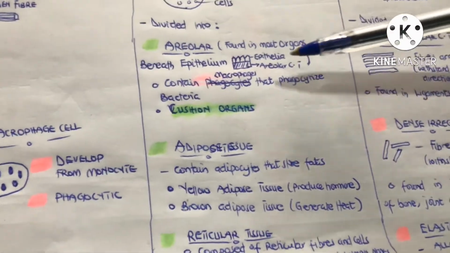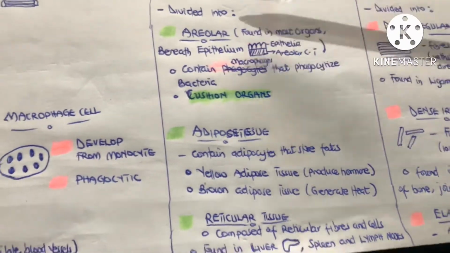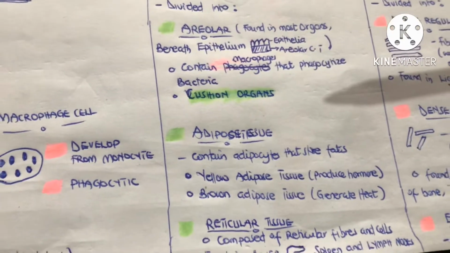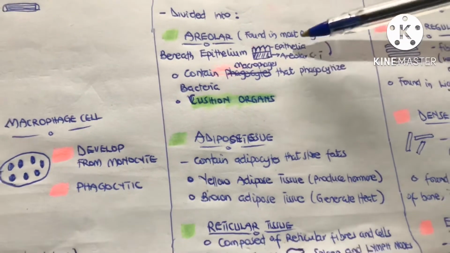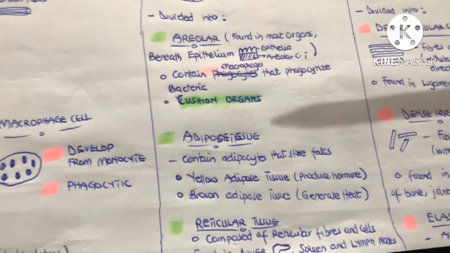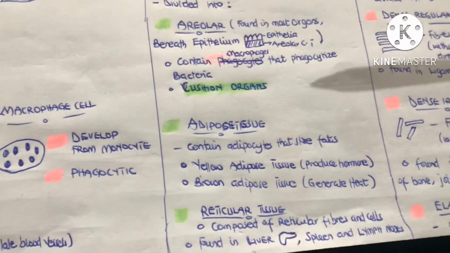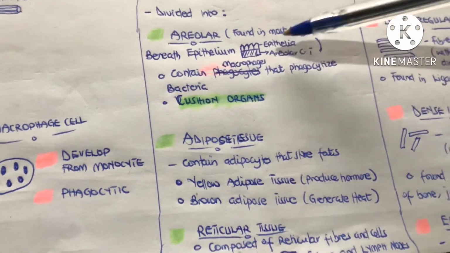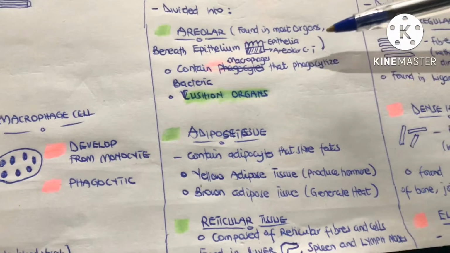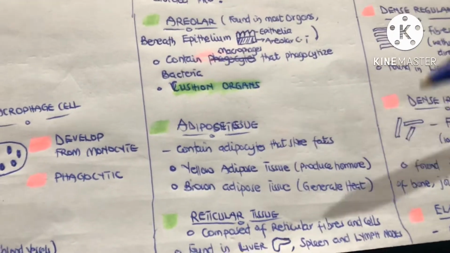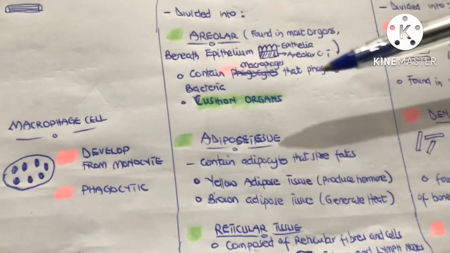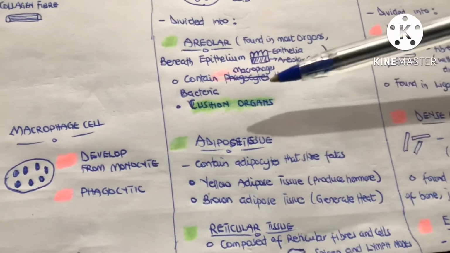Let's look at them one by one. The areolar tissue is the most abundant of them all. It can be found in most organs. When you take your epithelia, beneath the epithelia, you can find the areolar connective tissue there. And now the question is, what is the function of this areolar connective tissue? This areolar tissue actually contains macrophages, and we all know that the function of macrophages is that they phagocytize bacteria or pathogens or foreign substances in the body. In other words, they help protect the body. You understand? And this areolar connective tissue also cushions organs.